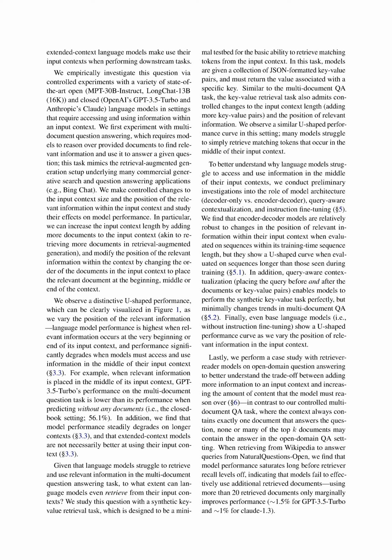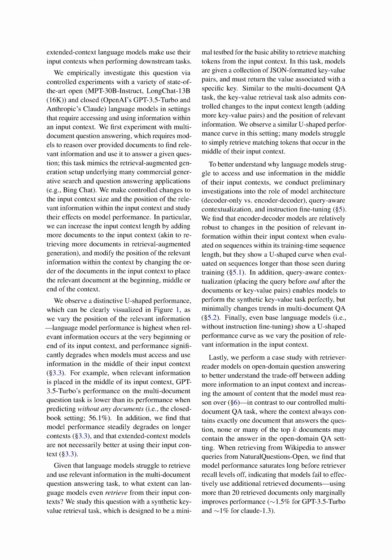We posed the question: to what extent can language models retrieve information from their input contexts? To explore this, we conducted a synthetic key-value retrieval task, a simple experiment designed to test the basic ability to retrieve matching tokens from the input context. In this task, models were given a collection of key-value pairs formatted in JSON, and the models had to return the value associated with a specific key. The key-value retrieval task also allowed us to make controlled changes to the input context length and the position of relevant information. Just like in the multi-document question answering task, we observed a similar U-shaped performance curve.